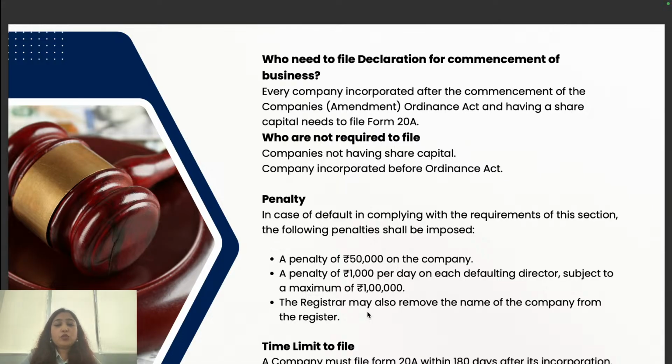As for the timeline for filing Form 20A, the company must file Form INC-20A within a period of 180 days after its incorporation. The practical issue is that if the company does not file the 20A, the bank account will be frozen by the bank. After that, the company will face losses and revenue losses as well. It will take time to file the form, comply with the things, and activate the bank account. This is a practical issue many persons are facing after incorporation because they have not filed the form.